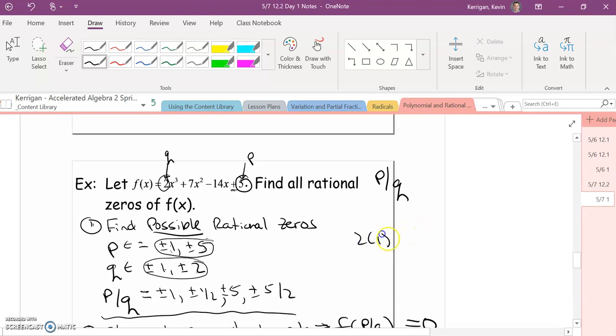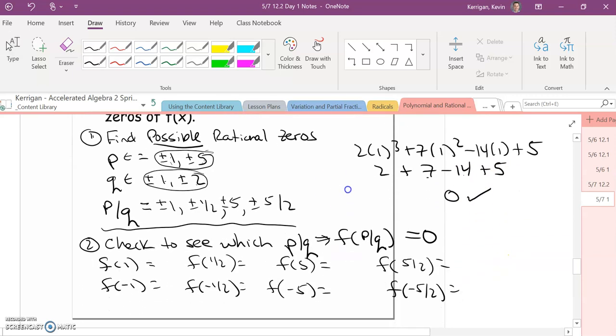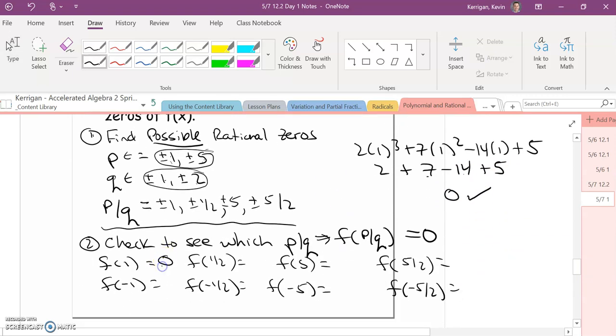It's 2 times 1 cubed plus 7 times 1 squared minus 14 times 1 plus 5. This is going to be 2 plus 7 minus 14 plus 5. That's 9. Minus 14 is negative 5 plus 5. That gives me an answer of 0. So f of 1 equals 0.